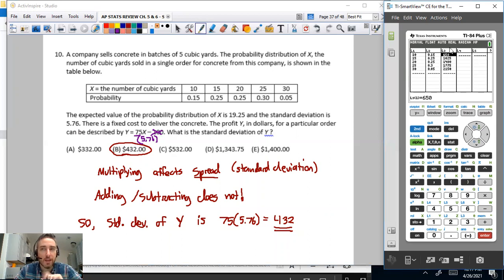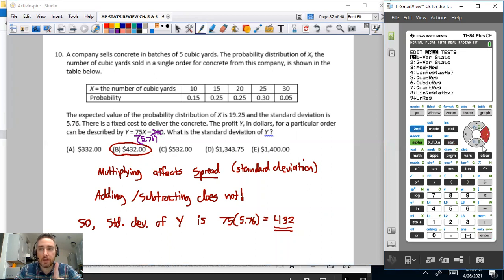Now watch this. If I use my stat menu and get the one variable stats, but this time I use L3 as my main list, because that's what my transformed one was, but I'm going to keep L2 because it has the probabilities. Watch this. There's my mean, and there's my standard deviation, 432. So you can see right there that the standard deviation was only times 75. It was not subtracted 100, so it's not going to be 332 like you might have thought it was.